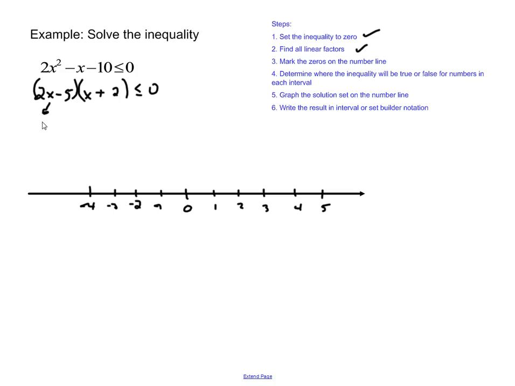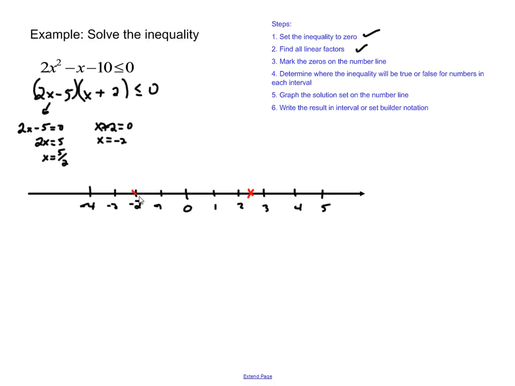Well, the zeros, remember, are going to be where 2x minus 5 is equal to 0. If we solve for that, 2x is equal to 5, which is to say that x is equal to positive 5 halves. So on my number line, I'm going to mark off 5 halves, which is 2.5 right here, right in between. And of course, with the other one, it's a little bit easier. x plus 2 is equal to 0 at the point where x is equal to negative 2. So I'm going to mark that on my number line.